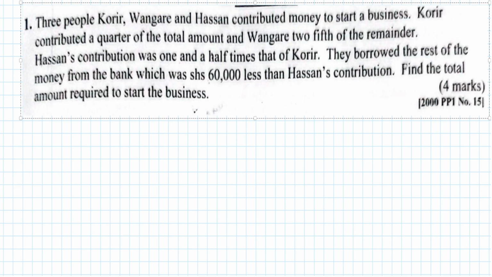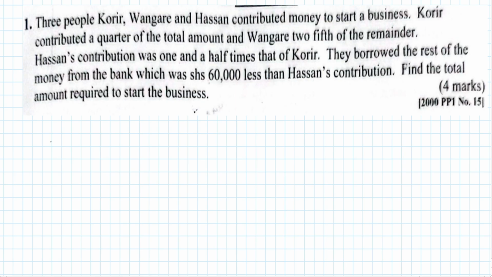Right now, this is fractions. Question 1 says 3 people, Korir, Wangari, and Hassan, contributed money to start a business. Korir contributed a quarter of the total amount, and Wangari 2/5 of the remainder. Hassan's contribution was 1.5 times that of Korir. They borrowed the rest of the money from the bank, which was 60,000 shillings less than Hassan's contribution. Find the total amount required to start the business, which is very simple.